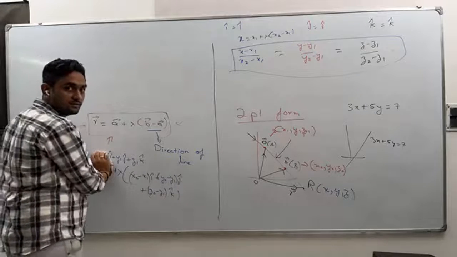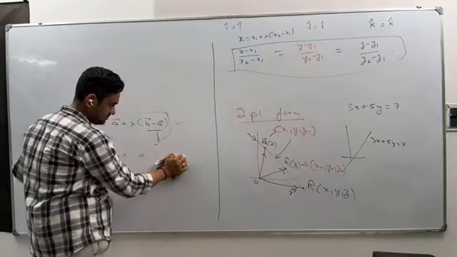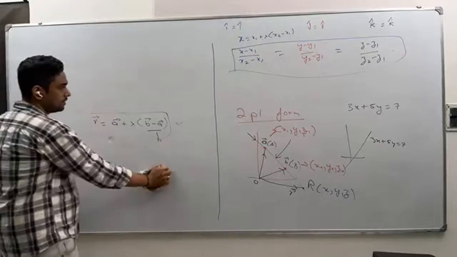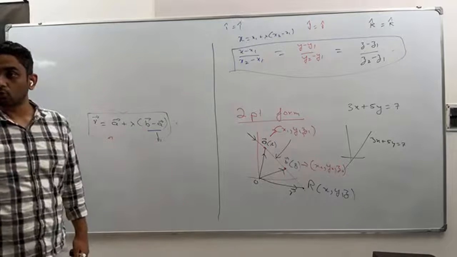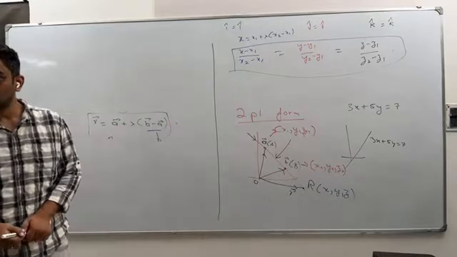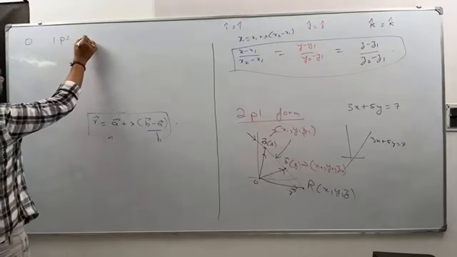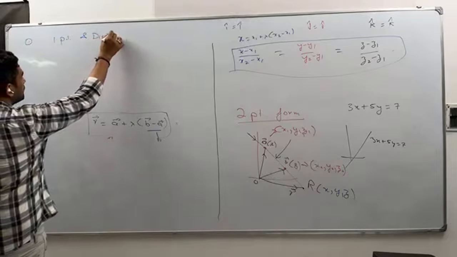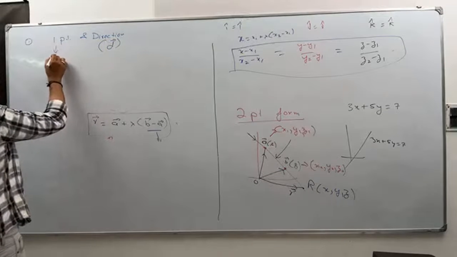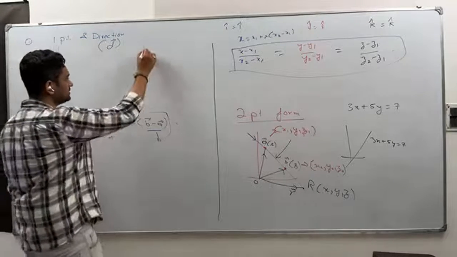Right now, what was given? Two points. Now if one point and a direction is given, in that case we have to see how to find the line. So next, we have been given one point and a direction. Let's say the direction vector is D and the point is A.